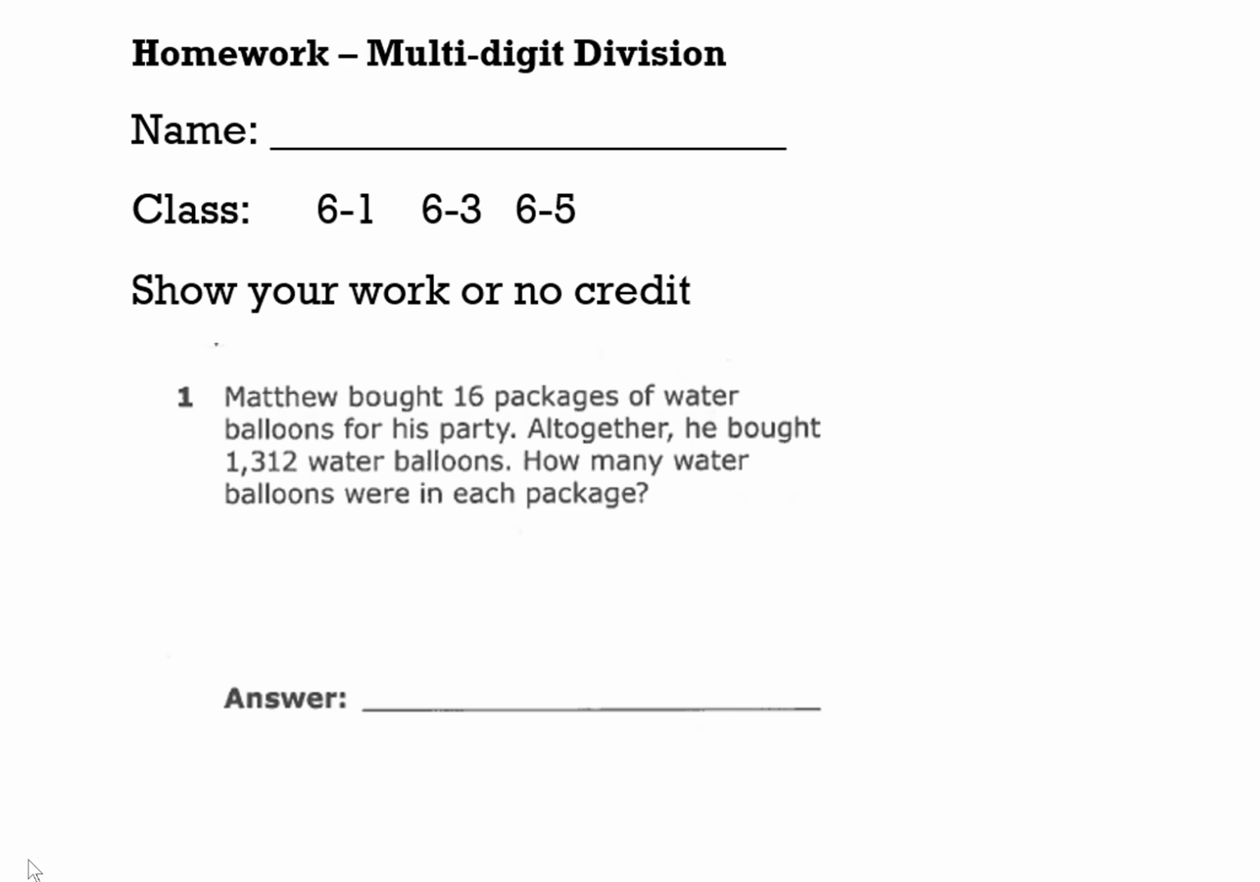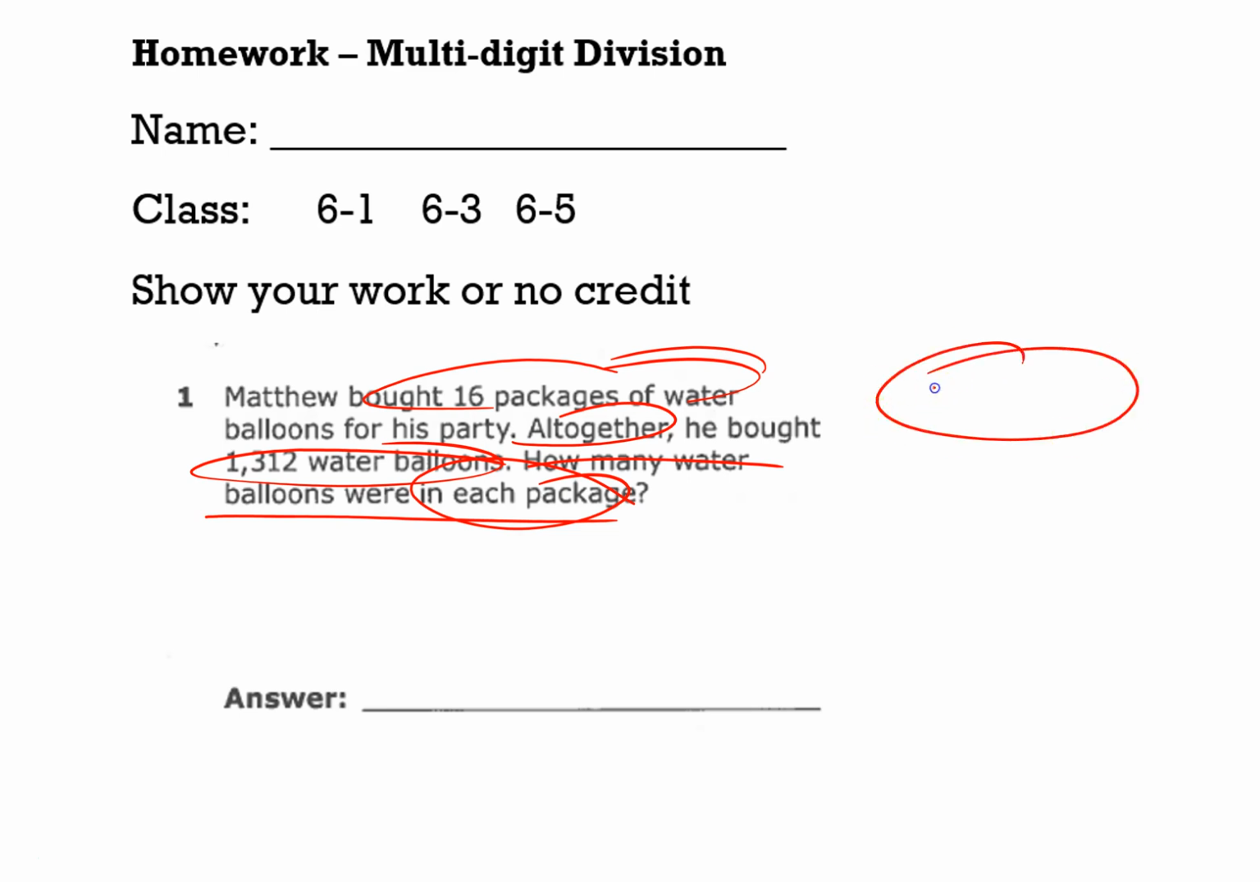So Matthew bought 16 packages of water balloons for his party. Altogether, he bought 1,312 water balloons. How many water balloons were in each package? So we have 1,312 water balloons, and he's separating them into 16 packages. So we've got one package, two packages, three, ... 16. So since we're separating, that is division.